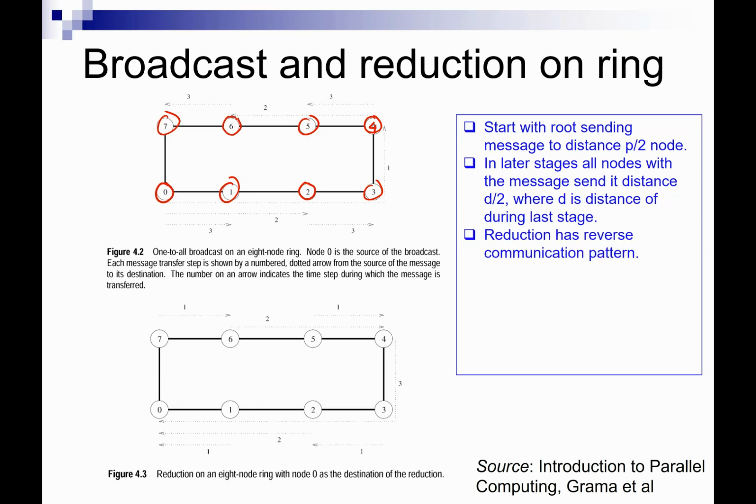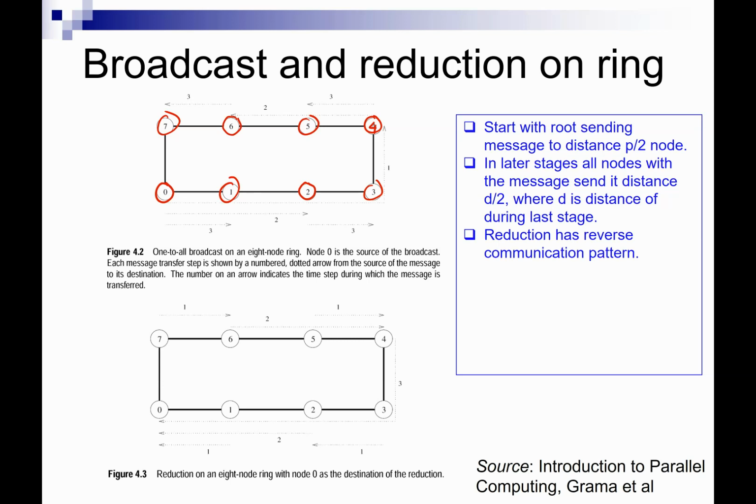Next we want to do a reduction. What we're trying to do here is that we have a ring, and suppose every process in the ring has initially some value. Now we want to take all of these values and reduce them onto, let's say, process 0. Reduce means to just add up all of the values. So we're going to do a sum reduction here.